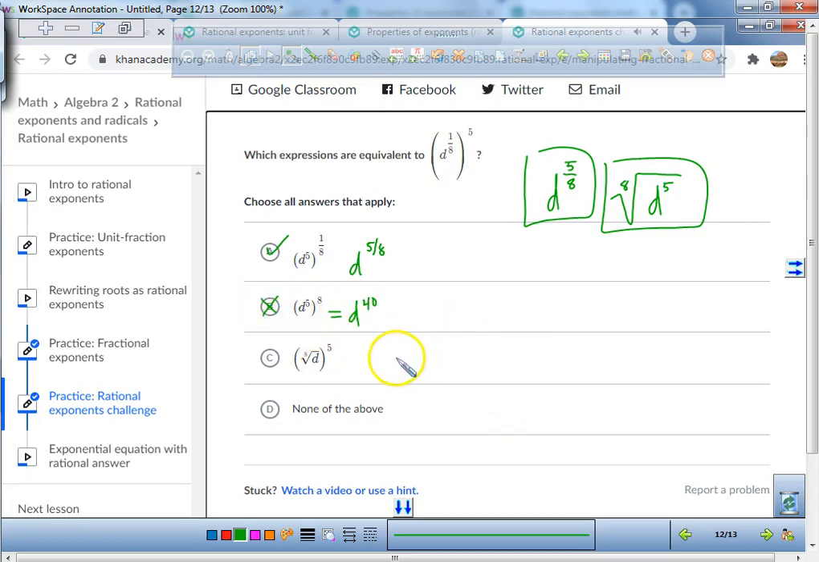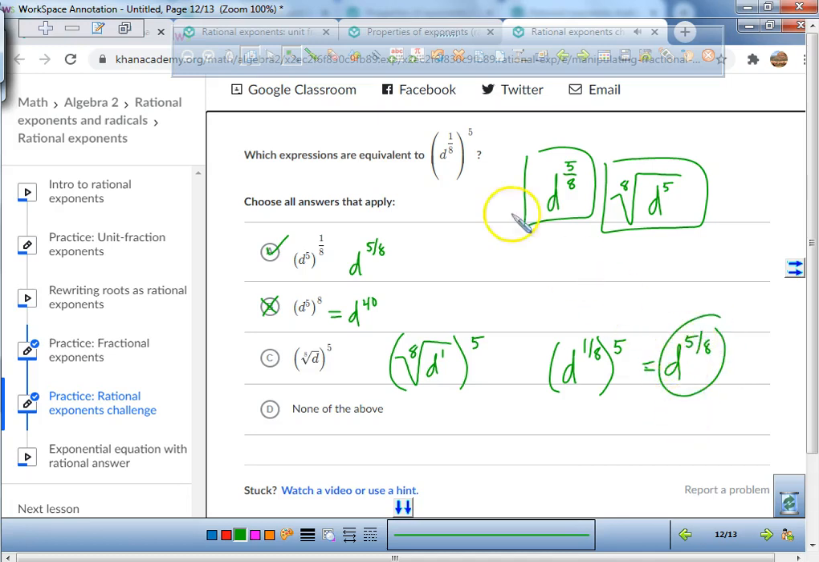What about this guy? If I have the 8th root of d to the power of 1 and I raise that to the power of 5, that's the same as saying d to the power of 1/8 times 5, and that becomes d to the power of 5/8. And that's what I wanted. So that matches. It looks like 2 out of the 3 match. So I will check A and C.